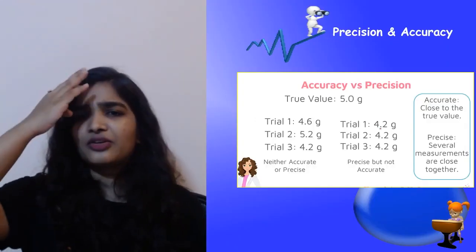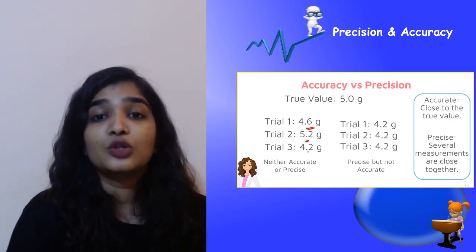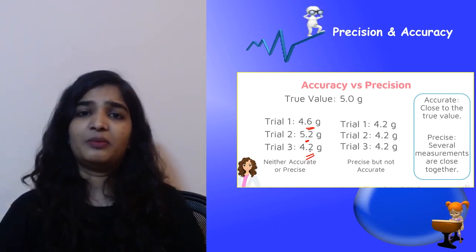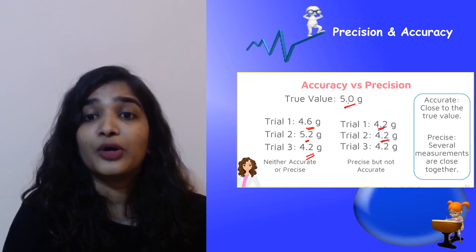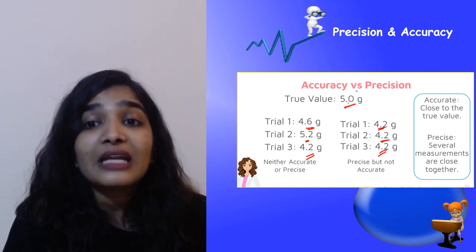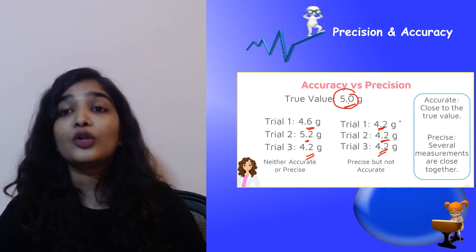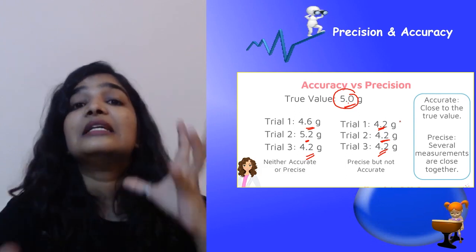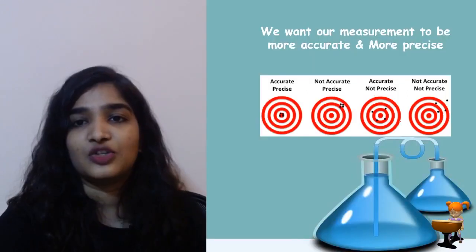So for example, in a titration reaction, trial 1 you have got 4.6 gram, trial 2 5.2, trial 3 4.2. It is neither accurate nor precise. But here the answer you should get is 5 gram. Trial 1 4.2, trial 2 4.2, trial 3 4.2. It is not accurate because the answer is supposed to be 5, but it is very precise. So accurate means close to the true value, whereas precise means several measurements or values which are close to each other.